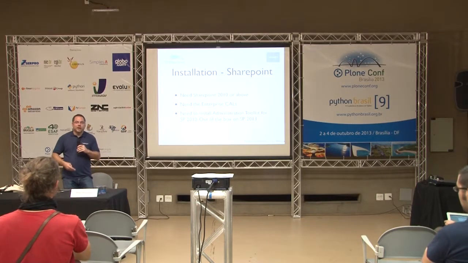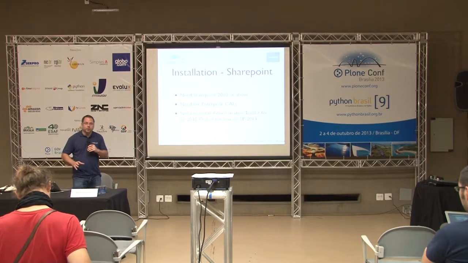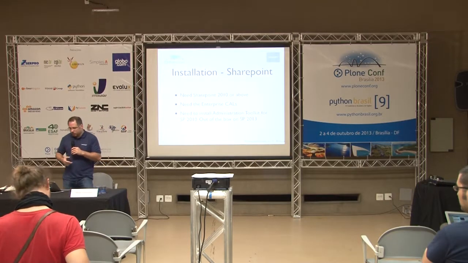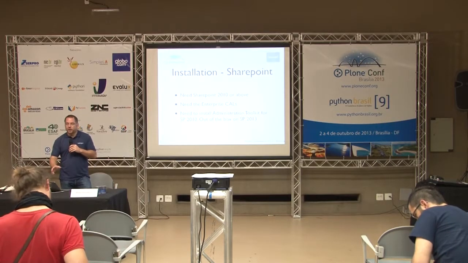Annoyingly, you have to have all of your users upgraded to the enterprise one to use it, which is expensive, but there we go. You need to install a thing called the Administration Toolkit on 2010 to give you this CMIS package, what's called the CMIS Producer, I think it's called, on SharePoint. On SharePoint 2013, I've not tested this, but apparently it's out of the box on 2013.